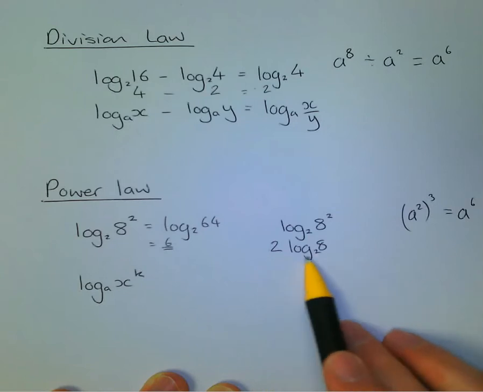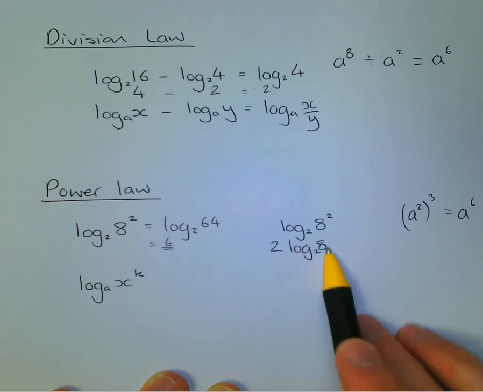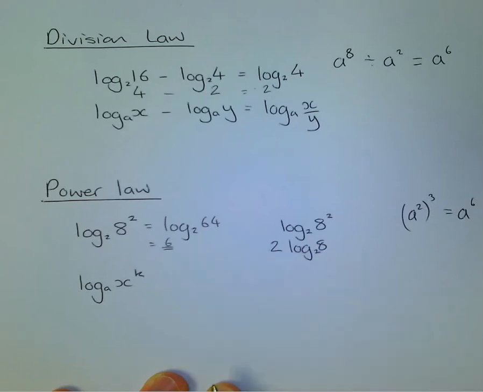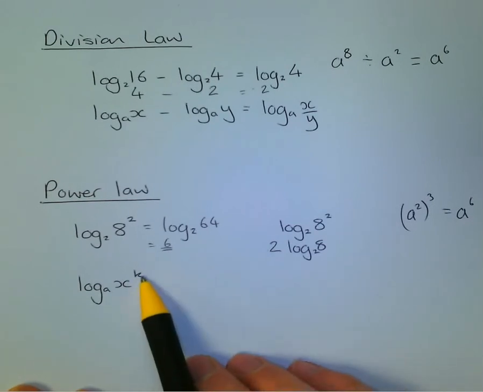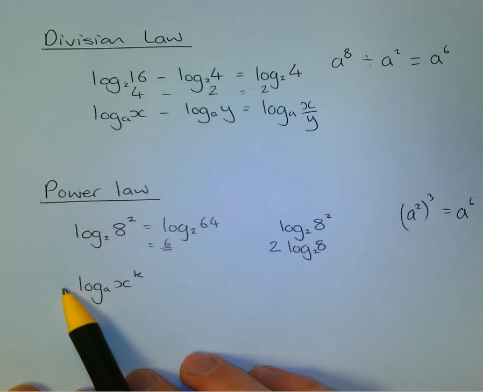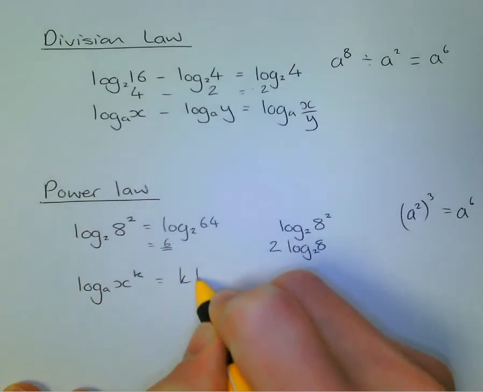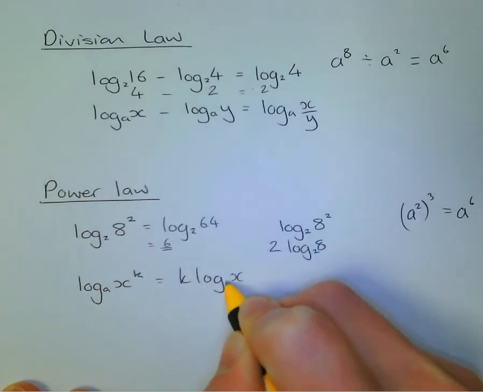So that's 2 raised to 3 is 8. So this is 3, 2 3s are also equal to 6. If that's confused you slightly, don't worry. You've just got to remember the power law. When you have a power, it comes down in front and is being multiplied. So it's k lots of log of x to the base a.